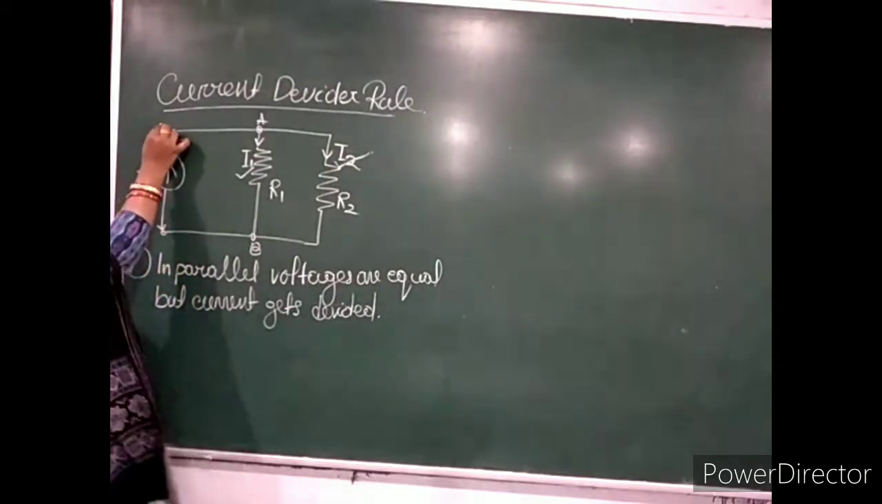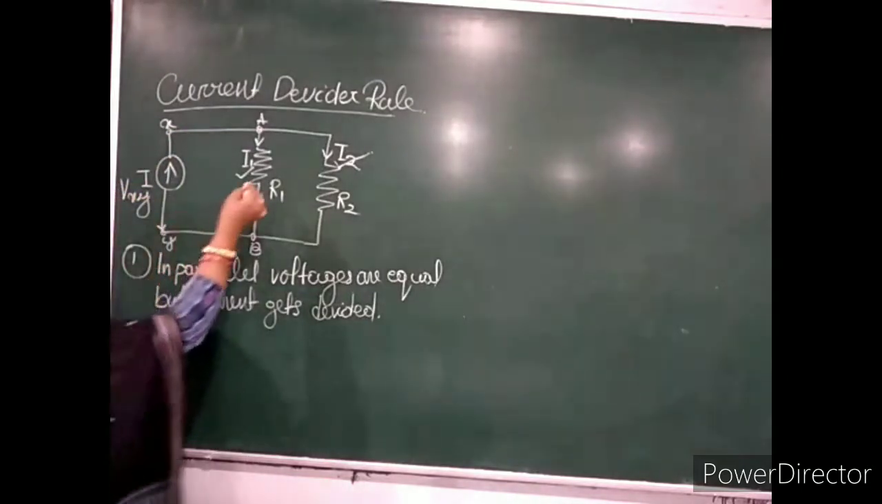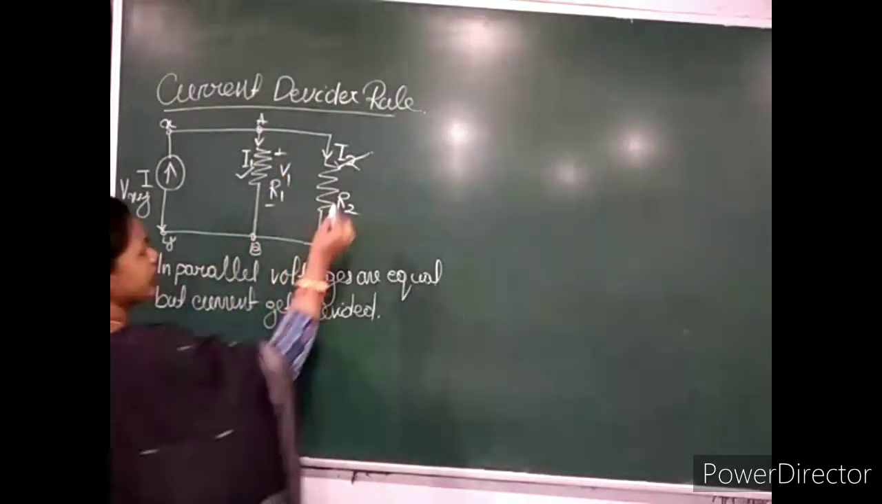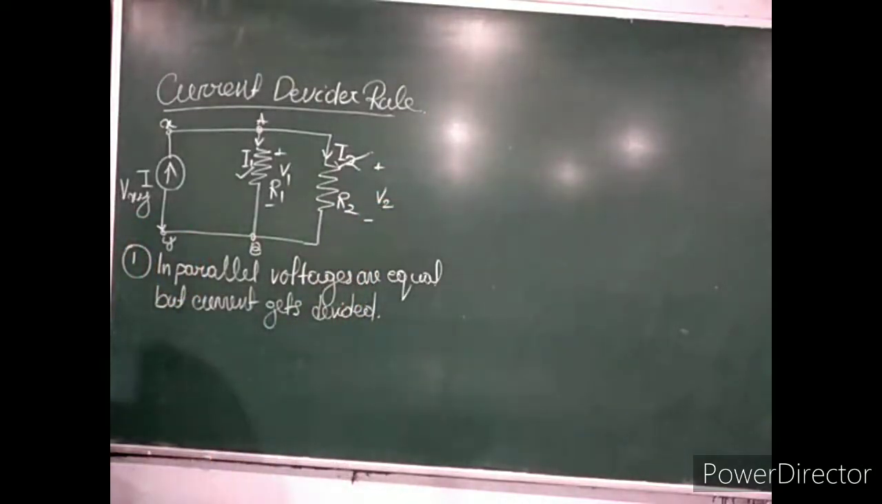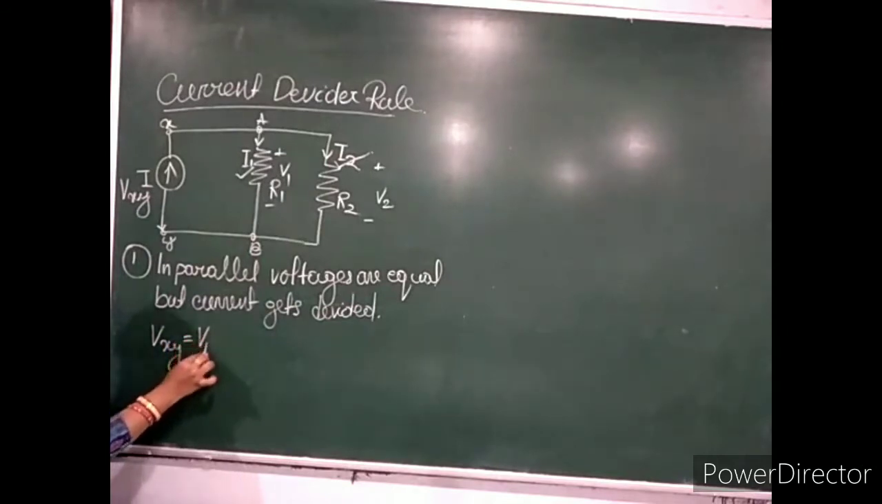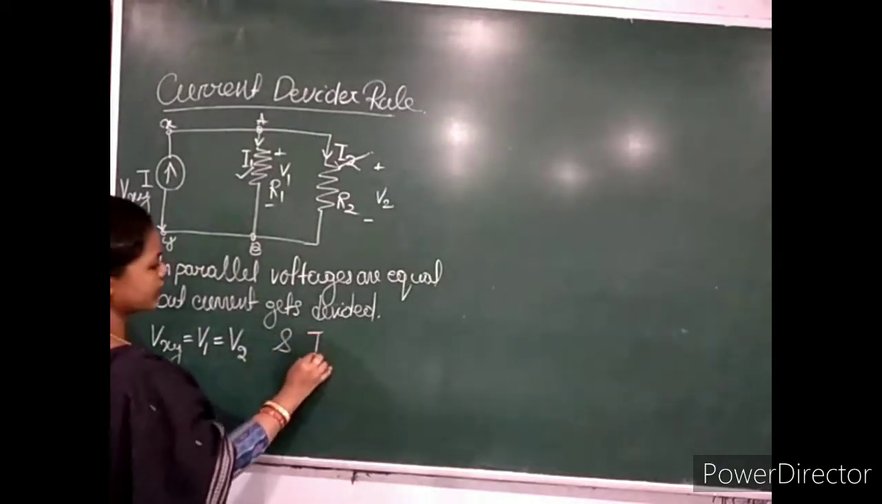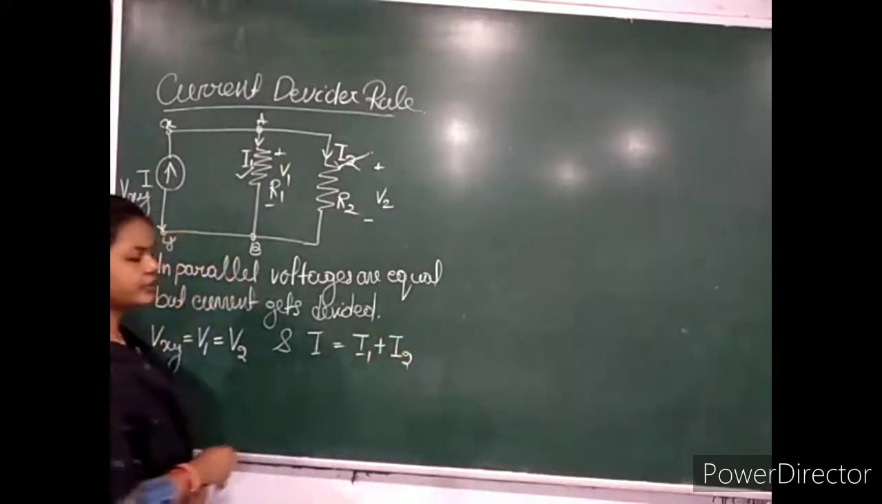Let these terminals be X and Y, where the voltage is Vxy. Across resistor R1 the voltage drop is V1 and across R2 it is V2. According to the property of the parallel circuit, Vxy is equal to V1 is equal to V2. And I is equal to I1 plus I2.